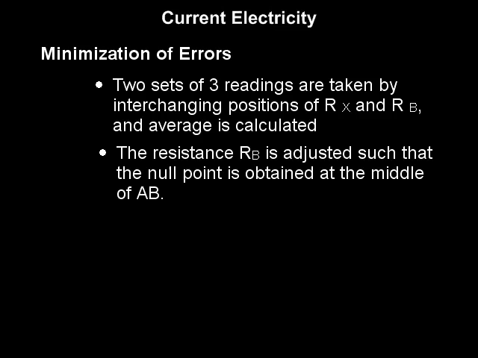To minimize the second error, resistance in the resistance box Rb is adjusted such that the null point is obtained approximately in the middle of the wire. Thus, resistance between PD or DQ is much larger than the contact resistance. Hence, the contact resistance can be eliminated.